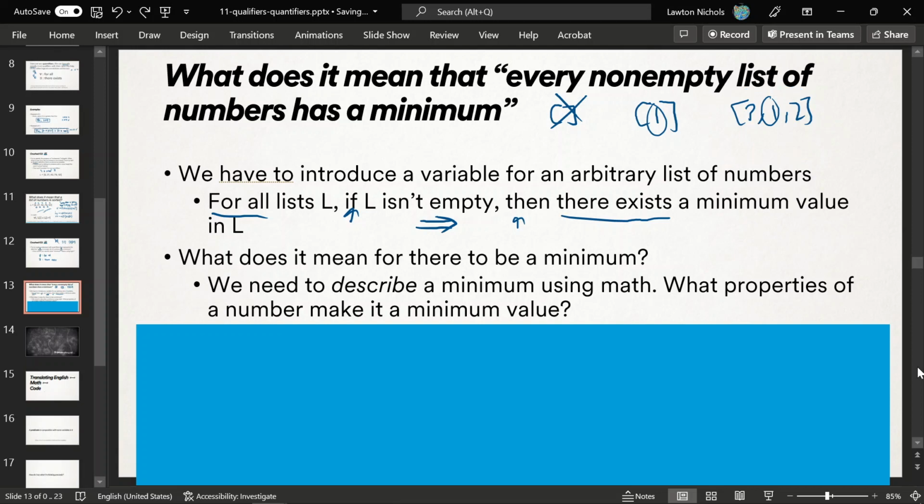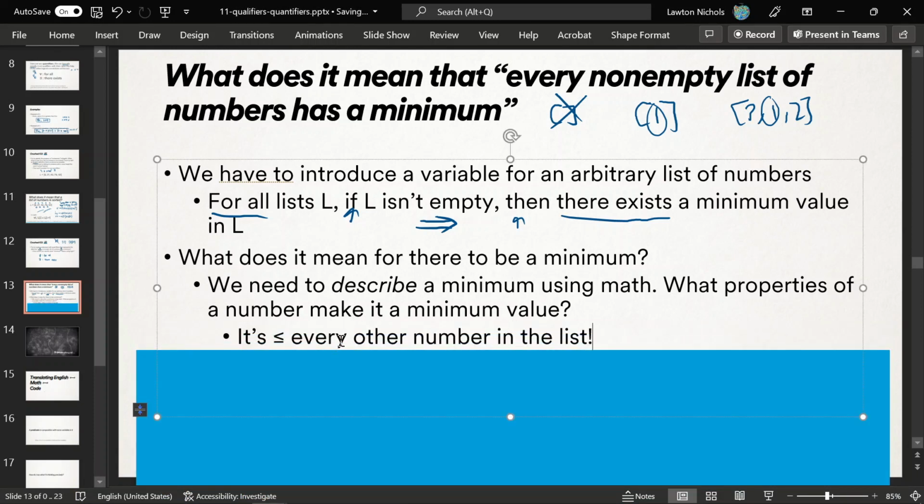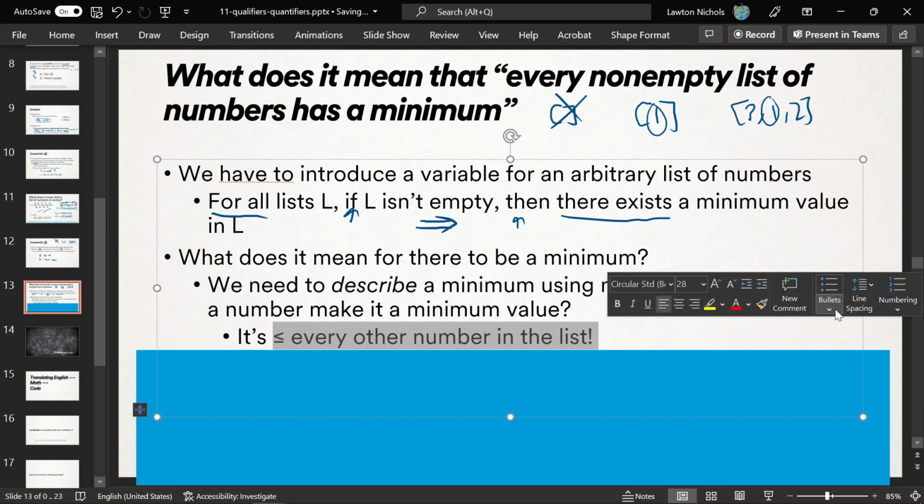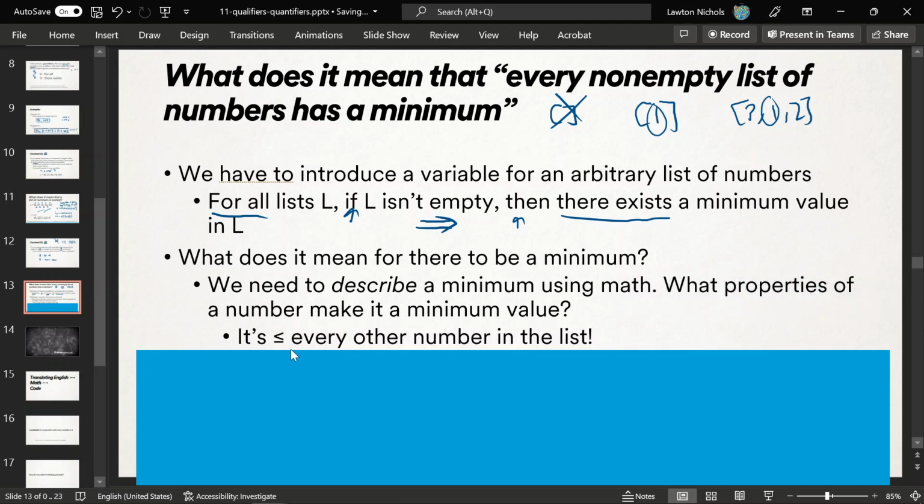And if you think about it long enough, a minimum means it's the smallest, right? Take everybody else, compare it to that minimum, it's always smaller, right? That's what it means to be a minimum. It's less than or equal to every other number in the list. And what do you know? I said the word every again. That's another for all. See how these keep coming up? So this is definitely a hard problem. I'm not going to ask you to do something as difficult as this on the final or something, but this is where I want you to get thinking about. Okay? You can understand this, I promise.